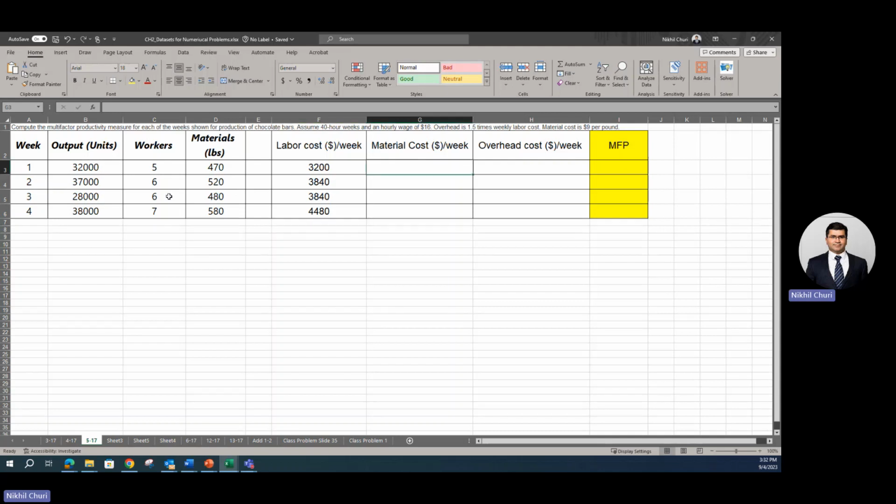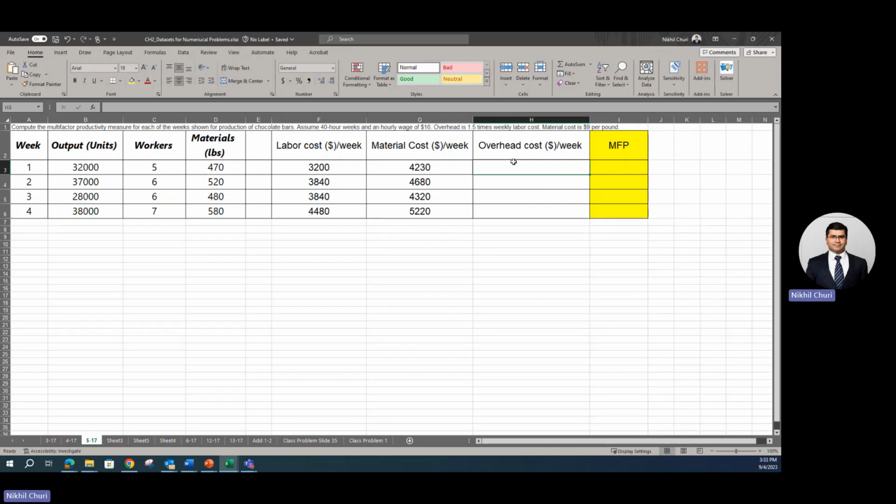Next one is my material cost. Here material in pounds is given, and material cost per pound is given. So if I multiply all these pounds by 9, it gives me the material cost spent per week to produce this quantity of chocolate bars. So equals 470 multiplied by $9 per pound. So this is my material cost. I'll just drag it all the way down. Let's double check here. D4 multiplied by $9, next one D5 multiplied by $9, and next one D6 by $9. So this is my material cost per week.